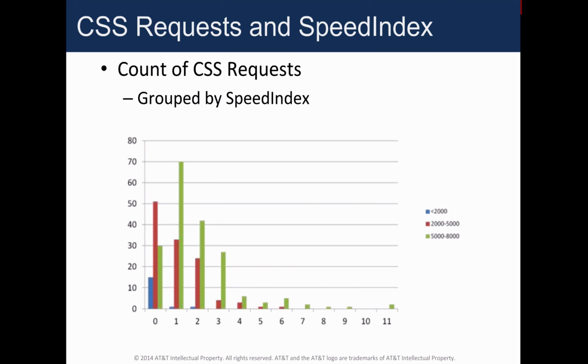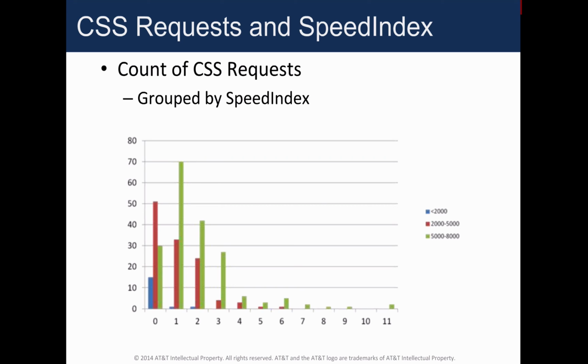And so we can actually look here, and this is a graph of CSS requests grouped by the speed index. And so the numbers are pretty hard to see here. But what you can see here is this is in the x-axis, you've got your number of external CSS files that are requested. You've got the count on the y-axis. And then the blue line are sites that load with a speed index of under 2,000. And so you can see sites under 2,000 generally have 0, 1, or 2 external CSS files. When you get to 2 to 5, you can see that's in red. And there are a few that have 5 or 6, but the vast majority are still under 2 external CSS files.